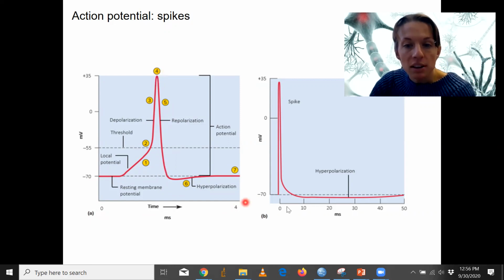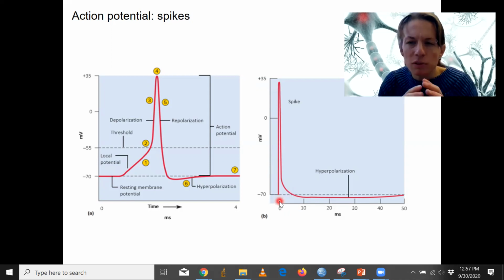How this is depicted often is like this. Notice the scale here. This is 10 milliseconds. So 2 would be like right here. So it's just drawn as a big spike. Change in millivolts, same change in millivolts, but it's just shown as a big spike because we've zoomed out on the scale of the x-axis.